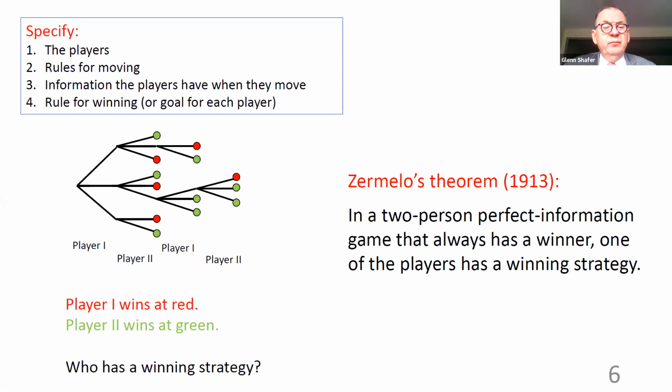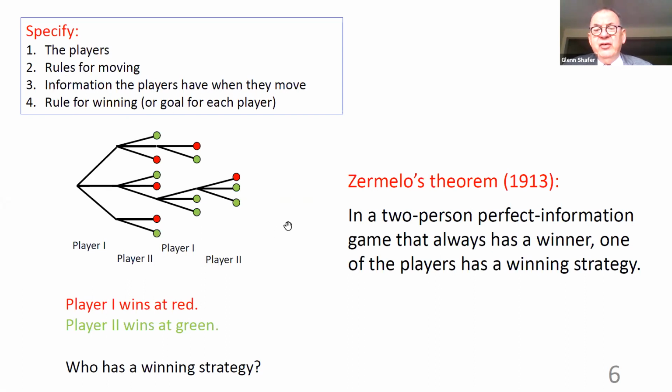So this diagram is supposed to specify the players, 2 players, the rules for moving. Here's how they can move at each step. The information the players have. And the information is that each player sees what the other player did before. This is a perfect information game.